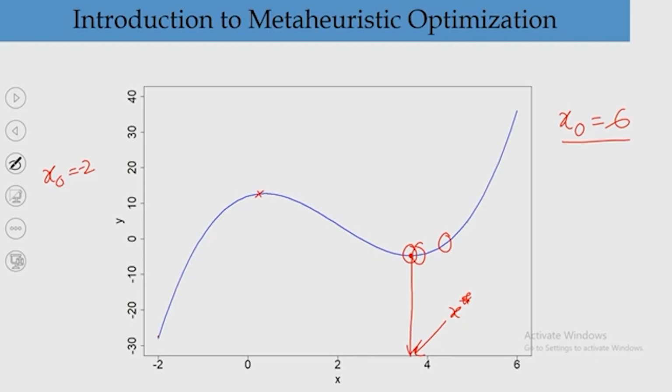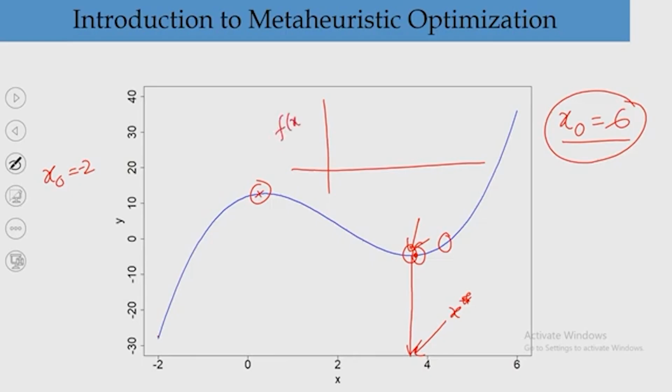So, therefore, what will happen? If you are taking -2, you are getting this solution, and if you are taking +6, you are getting this particular solution. Therefore, if you apply these algorithms, you will get one of the solutions, or you can say you will get the local solution from where you are starting. Therefore, these algorithms are sensitive to the initial solution. Let us take an example problem.